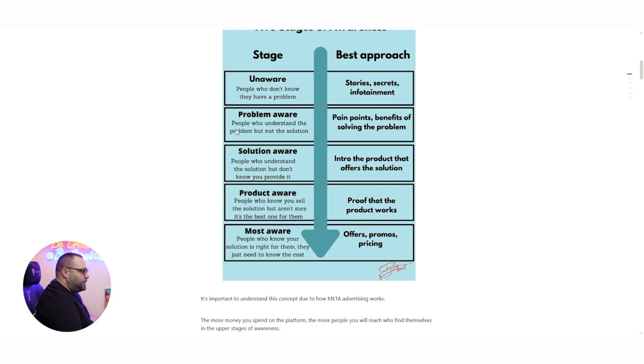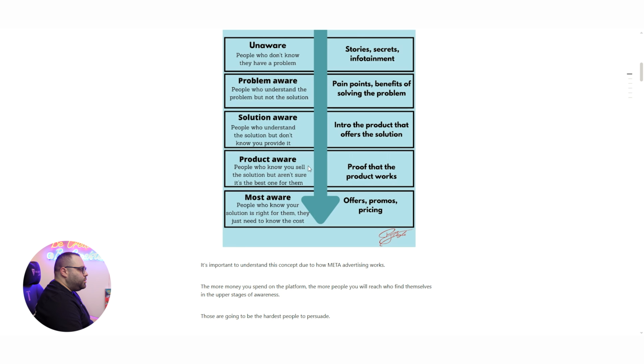People who are aware, people who understand the problem but not the solution. We have discussed this also in the previous videos. Pain points, benefits of solving the problem. Solution aware, people who understand the solution but don't know you provide it. They don't know your brand, but they know that there is a solution, okay? Intro, the product that offers the solution.